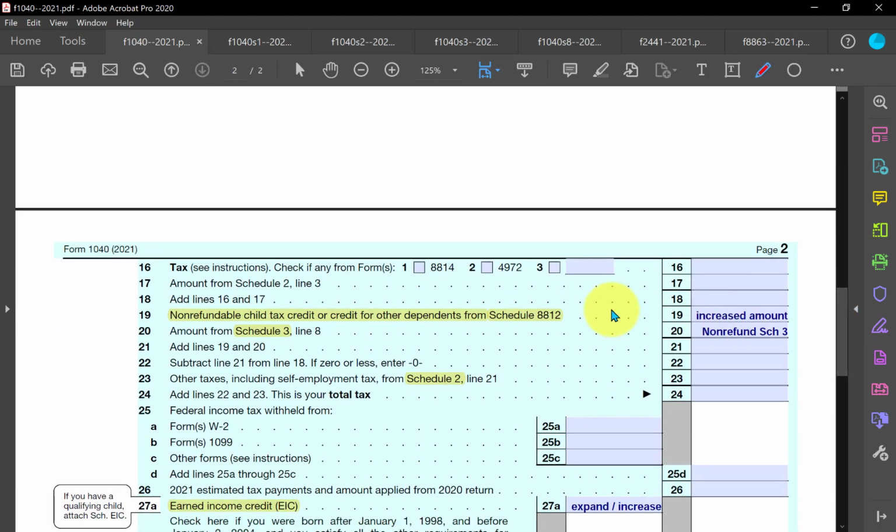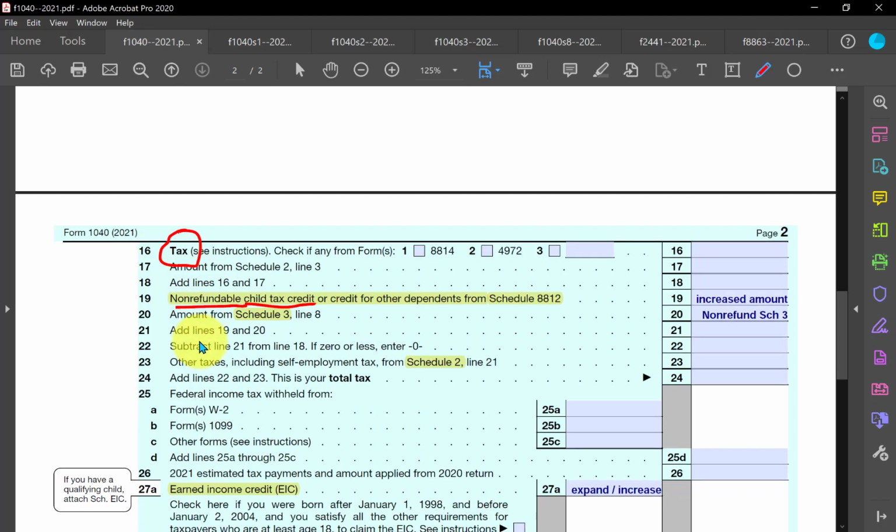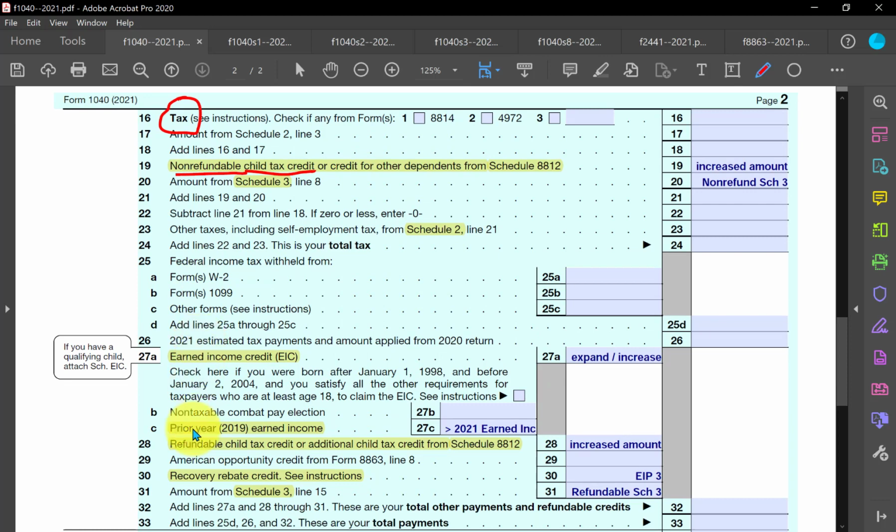So a big change is for the child tax credit. Either it can be non-refundable. Non-refundable means a credit that can be used only up to the amount of income tax you owe for the year. Or a credit can be refundable. So here is the refundable part of the child tax credit.